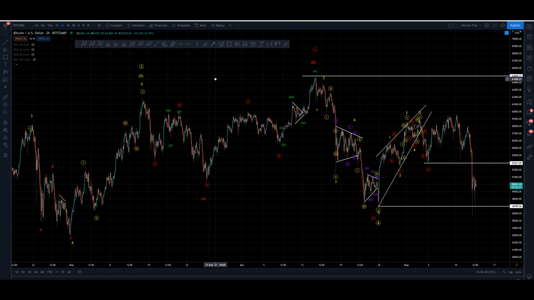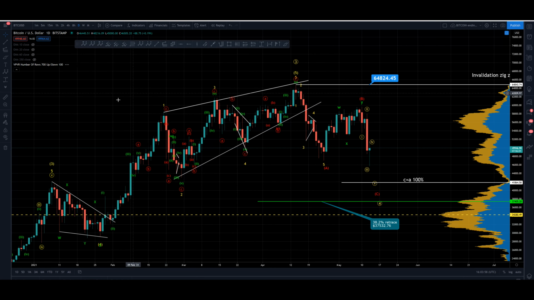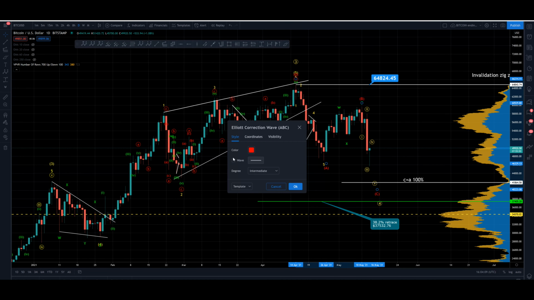So this count is now incorrect, so we're going to move over to our alternate, which we've been following for roughly the same time. I've always included it in every Bitcoin video because it's always been a potential alternative. So here we go. This is the idea that we completed a wave 3 on the 14th of April, and we have since been working our way down in a 3-wave correction, and this now looks to be the preferred count.